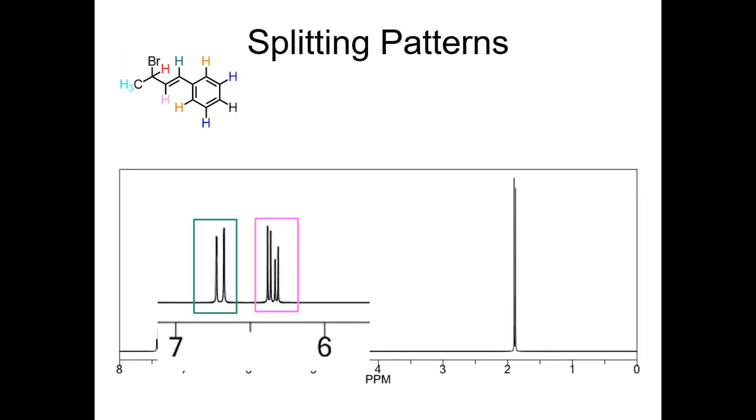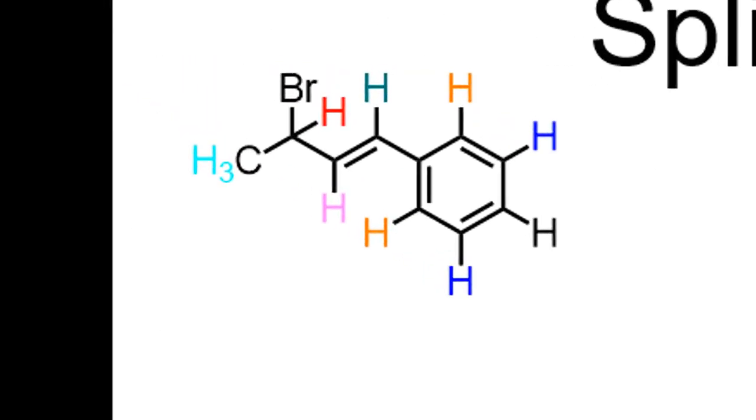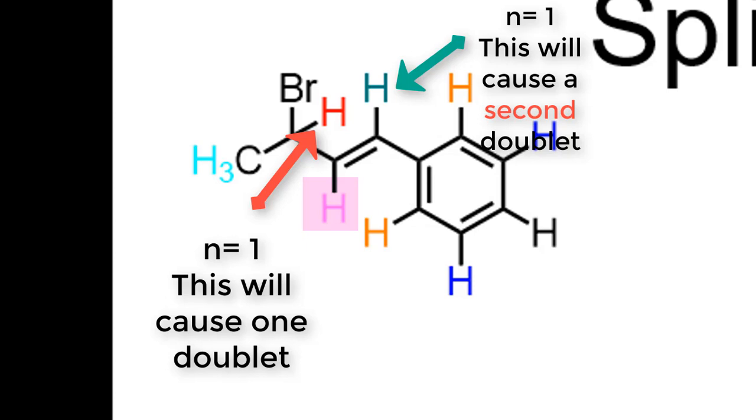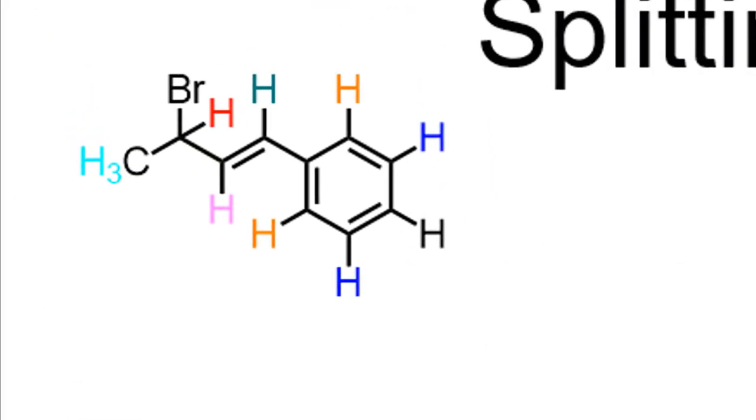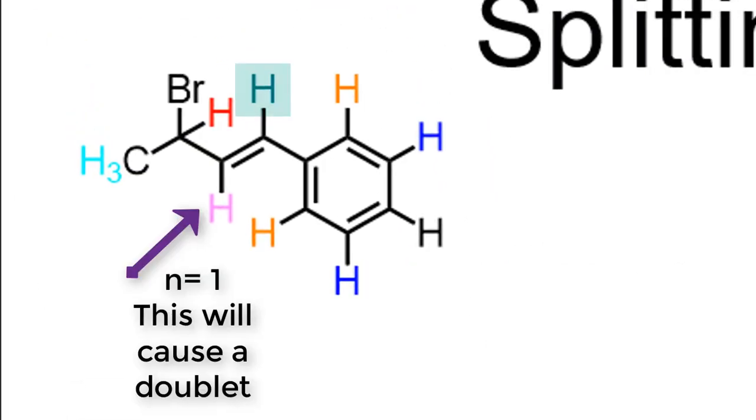So the doublet of doublets is because the pink proton is coupling or splitting with the red proton to its left and then the green proton to its right, right? So those two, N is 1 in each case. And so you're going to have N+1, which is 1 plus 1 equals 2 for the splitting with the red proton. Then you'll have 1 plus 1 equals 2 for the splitting with the green proton on the right. And so because of that, that signal is split into what we call a doublet of doublets. And then the green proton is on the alkene also, but it's only split into a doublet.